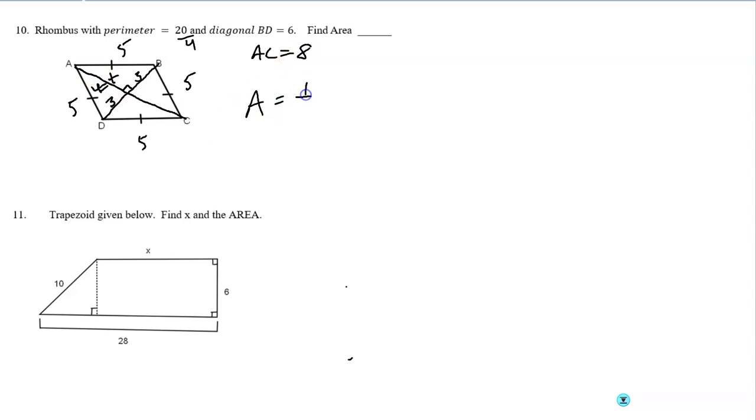Okay, so now the formula is 1/2 diagonal 1 times diagonal 2. So my whole first diagonal was 6. My whole second diagonal was 4 plus 4, 8. So then I end up with 24. And this one, I didn't have units, so just 24.